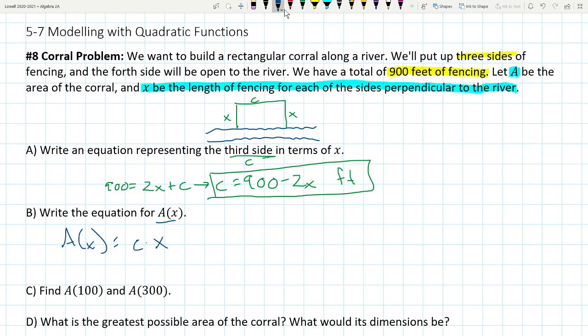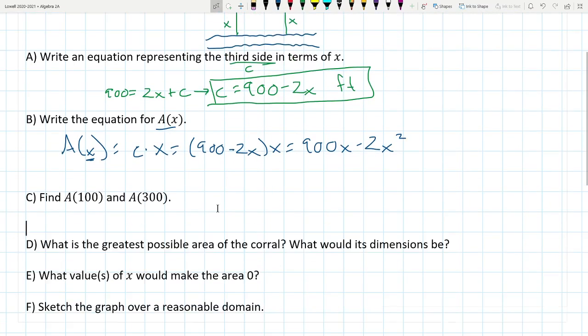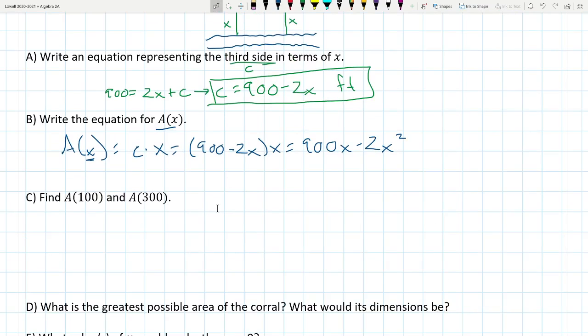But remember, we know that c can be written in terms of x, and also we want our only input to be x. So I'm going to have to do a little bit of substituting, and we'll have 900 minus 2x, times x, which, when we work it out, should be 900x minus 2x squared. Alrighty. Moving on. I think this is going pretty smoothly so far.